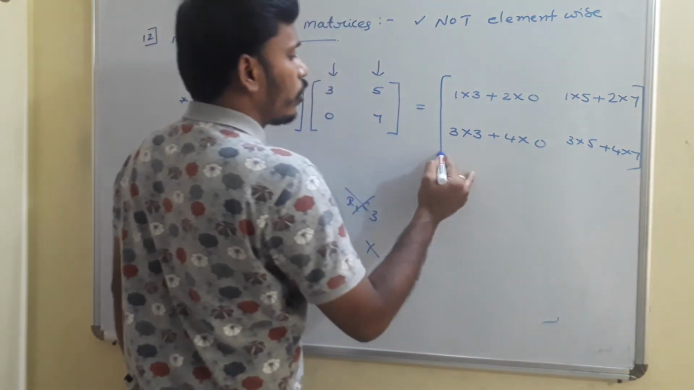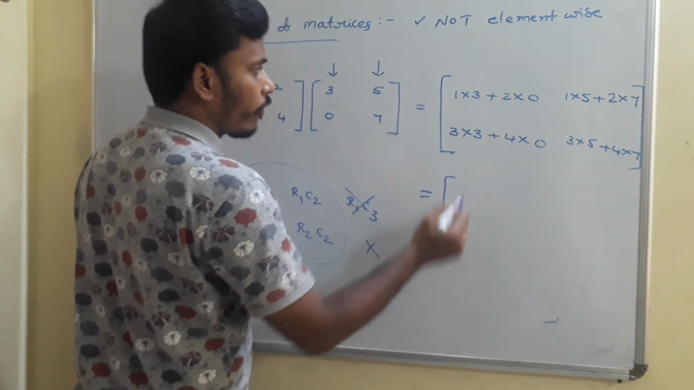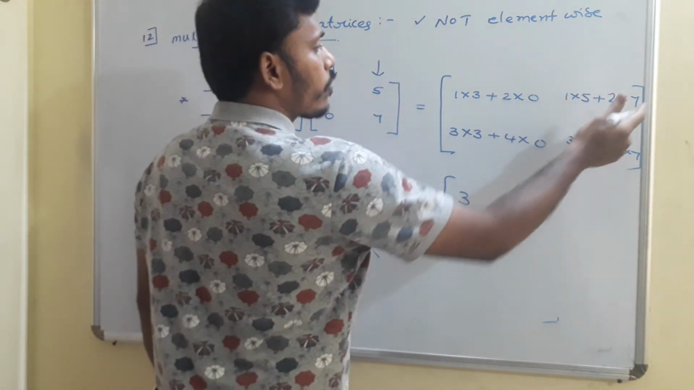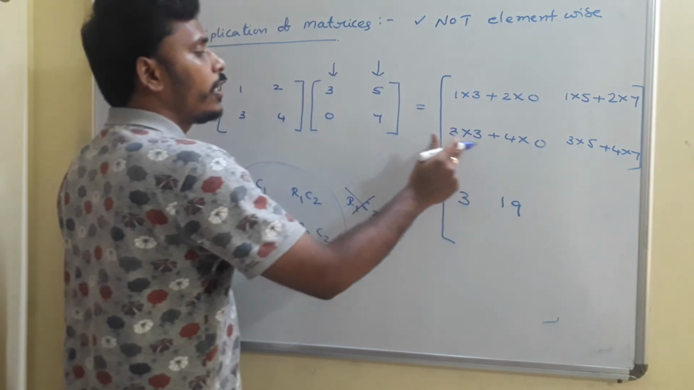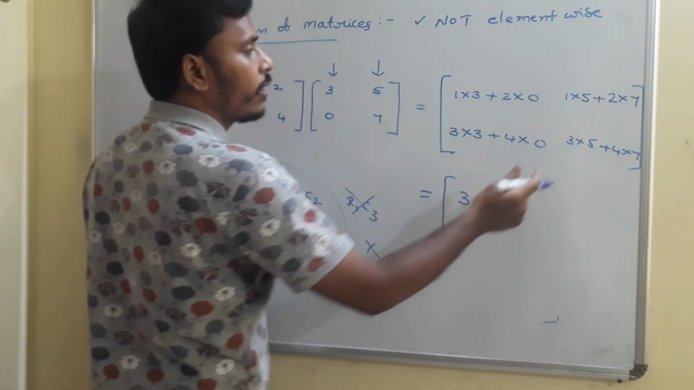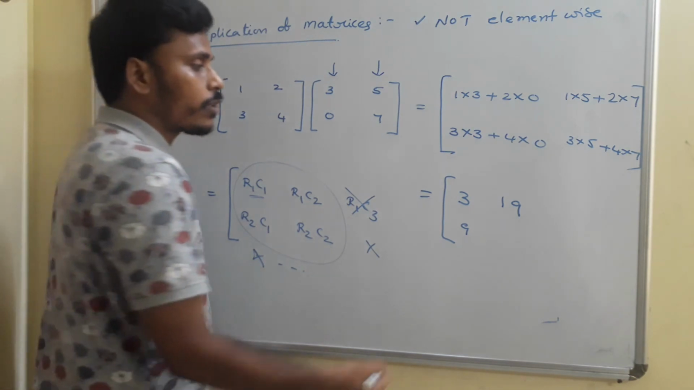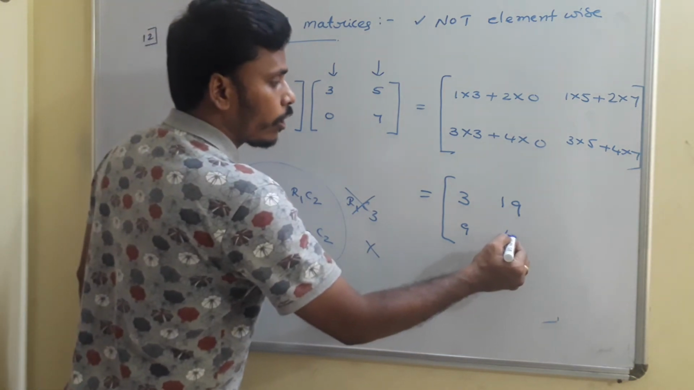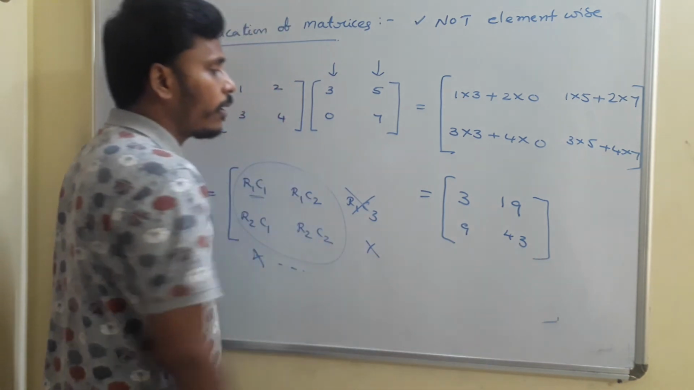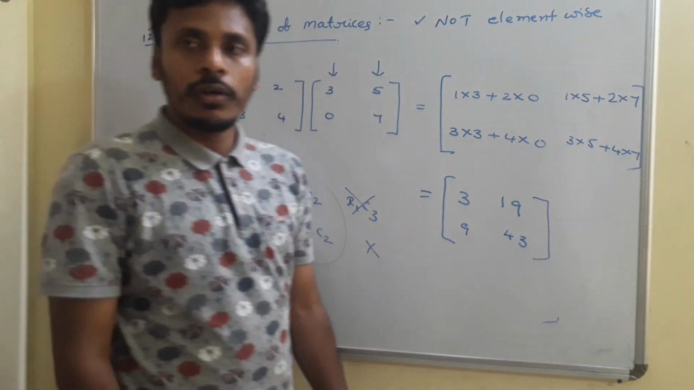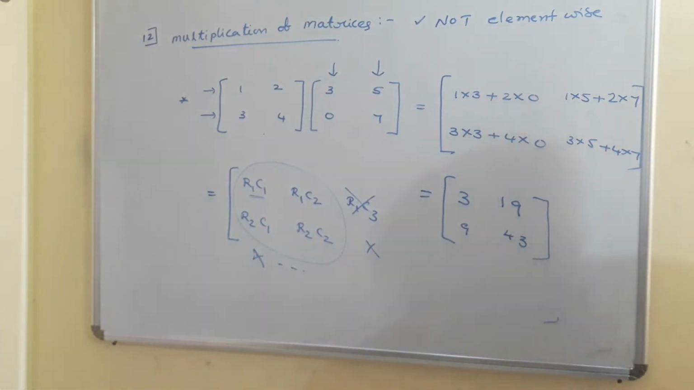Okay? Yeah. So this is the multiplication, and if you simplify, 1 into 3 is 3 plus 0 is 3. 1 into 5 is 5 plus 14 is 19. 3 into 3 is 9 plus 0 is 9. 3 into 5 is 15. 4 into 7 is 28. 15 plus 28 is 43. So just look there, and that's the multiplication of these two matrices, 1, 2, 3, 4 and 3, 5, 0, 7. Just have a look. If you need, go for a screenshot.